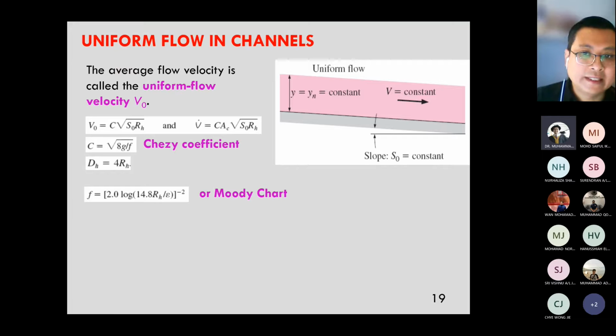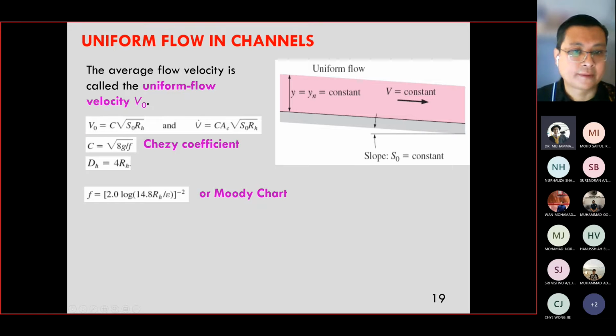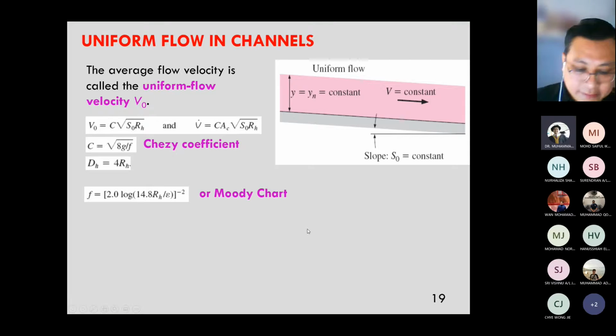Okay, uniform flow in the channel. The average flow velocity is called the uniform flow velocity V0. V0, we can calculate in the open channel like this. So S0 we can calculate with the formula, what? Condition, head loss, in the open channel. So there is a calculation.